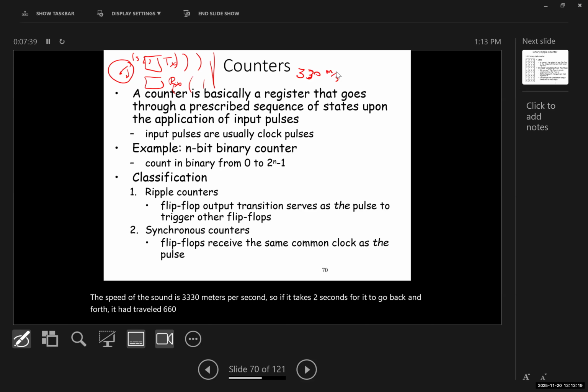We divide it in half because we want to find the distance for one direction, since the wave goes and comes back. So the distance between the sensor and the wall is going to be 330 meters, for example. So this is a type of counter that we use. There are different ICs made for counters, and you don't need to build a counter from the ground up. There are different ICs, for example 4-bit or 8-bit counters, that we can use.